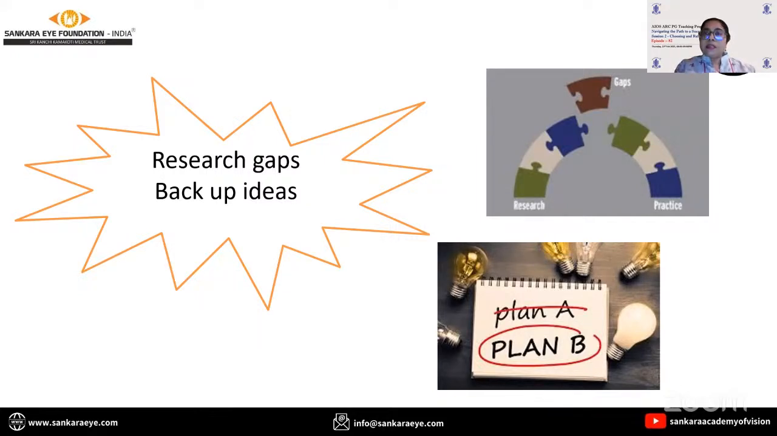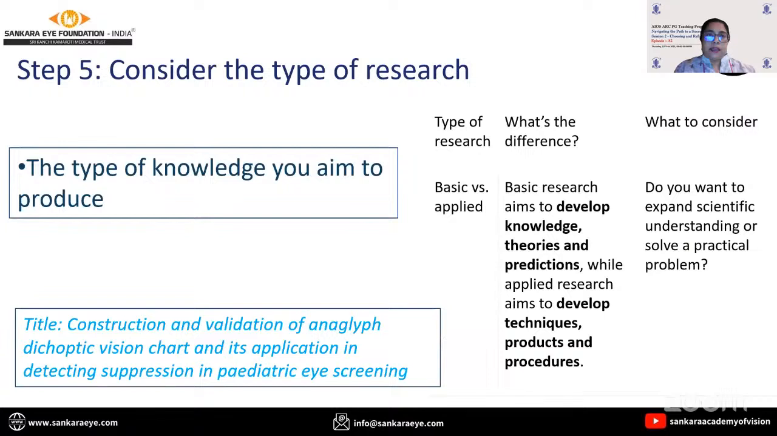Kavita. In this stage, if you are not able to understand the research gaps, there comes your plan B or backup ideas. By this time, you would have shortlisted a few topics. And when you understand that particular topic and you are not able to get a research gap, go for the backup topics or the other ideas.